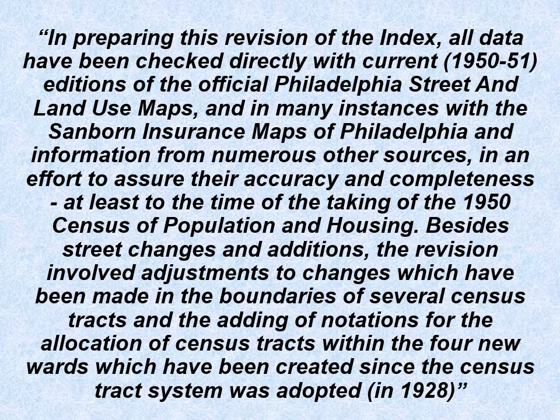Besides street changes and additions, the revision involved adjustments to changes which have been made in the boundaries of several census tracts, and the adding of notations for the allocation of census tracts within the 4 new wards. They created 4 new wards, and I'll explain that, which have been created since the census tract system was adopted in 1928. So it looks like every single street is in this report. And they also did addresses, ranges of addresses to tract numbers. Unbelievable. What a great potential resource.